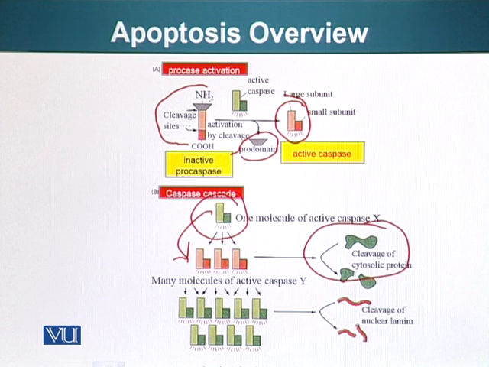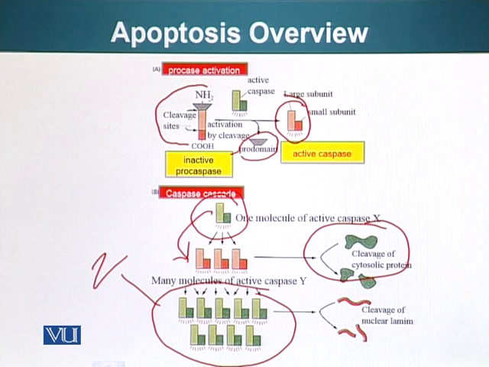These caspase Y will also act on another type of caspase. Let's say this is caspase Z. So caspase Y will not only degrade cytosolic proteins, it will also activate caspase Z molecules. And once they are activated, caspase Z molecules, for example, can cleave nuclear lamin.